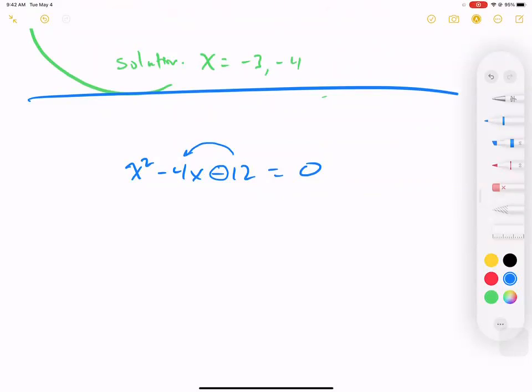Ask yourself, what numbers do I multiply to get 12? 1 times what? 2 times what? 3 times what? Do any of these subtract out to become 4? 1 times 12, 2 times 6, 3 times 4. And when you write it out, you can see it.